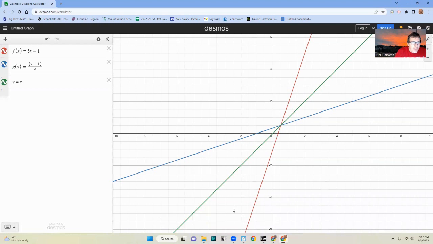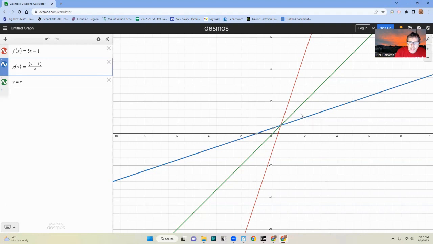Okay, so the original function is this red one. The inverse is the blue. They're mirror images across the line y equals x. So they intersect at (1, 1). But if I come out here to 2, the point on the graph is (2, 1).